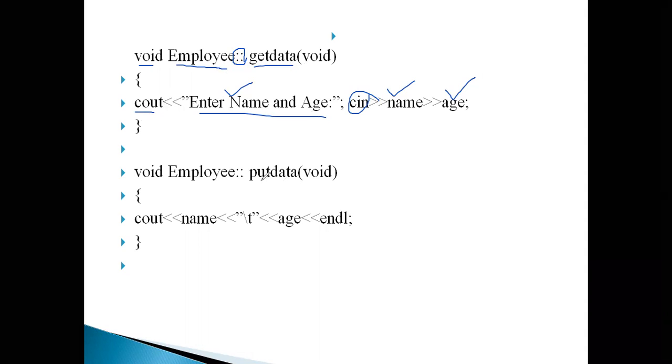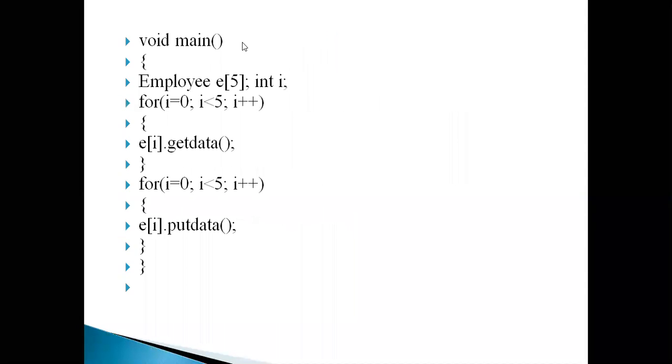Again, I am going to define put data, which is in the employee class. The return type is void, and I am defining it outside of the class, so the scope resolution operator is used. By means of cout, I display the name and age on the output screen. So these two functions are used: one is used to enter the name and age, and the other is used to display the name and age on the output screen. This is the way we work with and define functions. Now come to the main program.